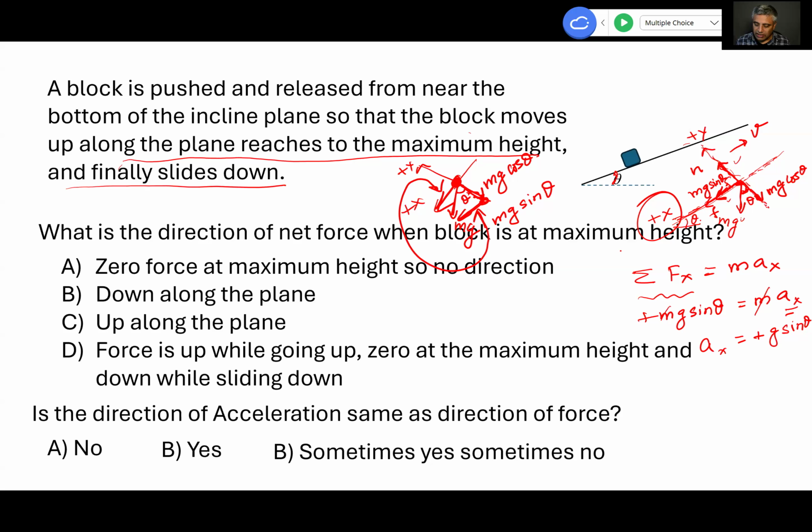Now, what if we include friction? If you would like to include friction, you can do that. In that case, now mg sine theta is positive. And if it is going up, friction is also down. Since we chose downhill as positive, that is equal to mass times acceleration. So now the acceleration also depends on friction when there is friction. But when there is no friction, acceleration is simply g times sine theta. Okay, so that's on the inclined plane.